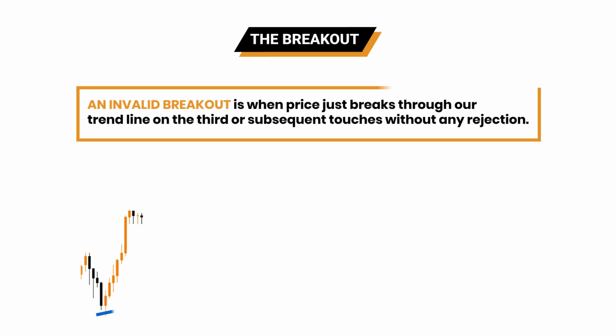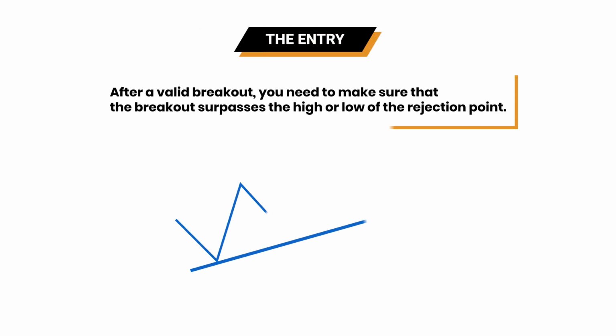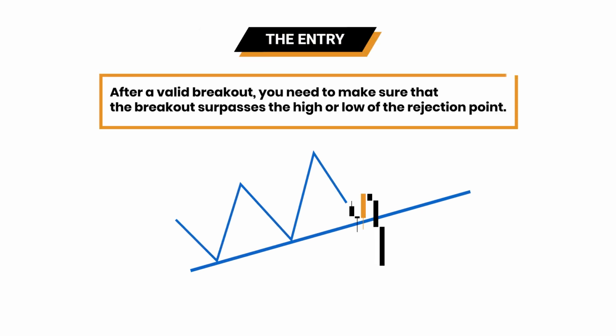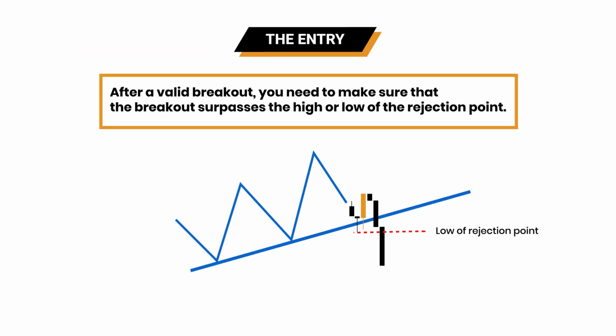An invalid breakout is when price just breaks through our trend line on the third or subsequent touches without any rejection. After a valid breakout, you need to make sure that the breakout surpasses the high or low of the rejection point. This is an example if you find my statement confusing. After confirming the breakout has surpassed the rejection's high or low, we then make an entry. The entry is made at the close of the candlestick that confirms the breakout.